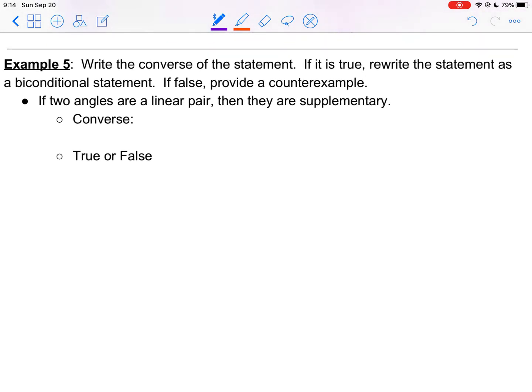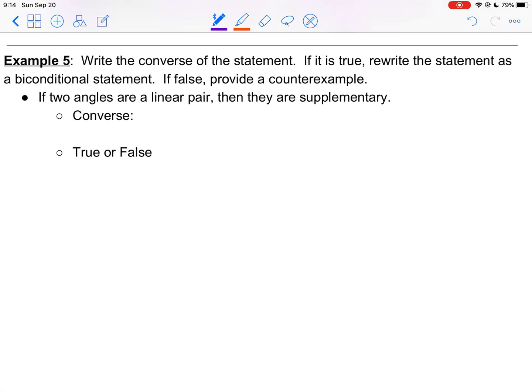All right, here's our last example. Write the converse of the statement. And the statement is if two angles are a linear pair. So that's my P. Here is my Q. So the converse is just going to flip the order of those. So when I write the converse, it's going to be if, and I'm going to start with the end part. So if two angles are supplementary.